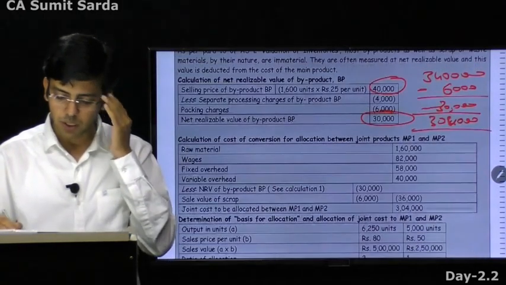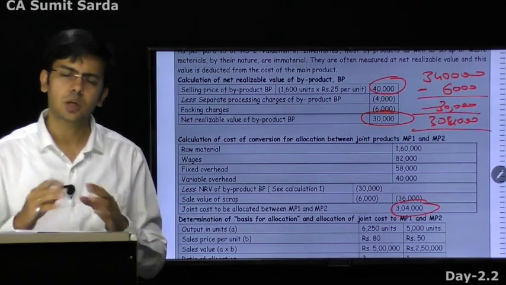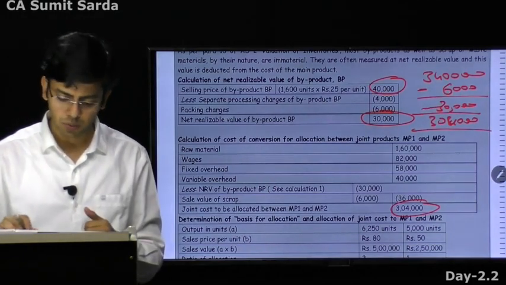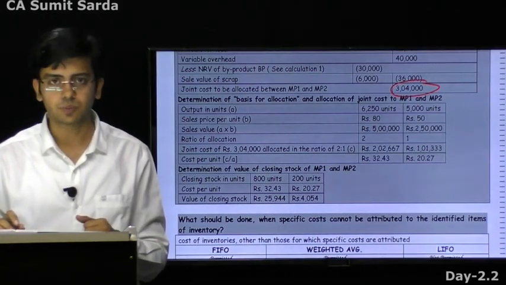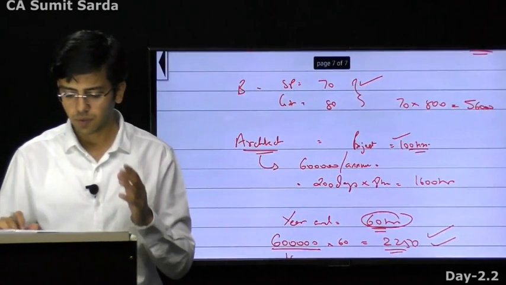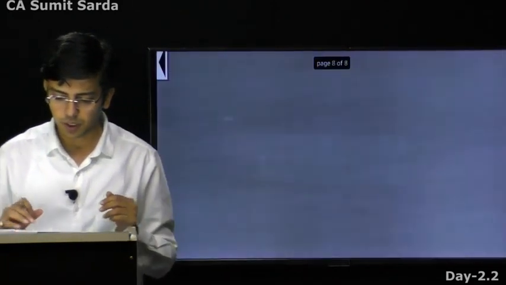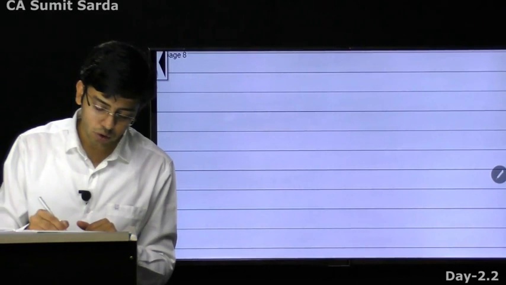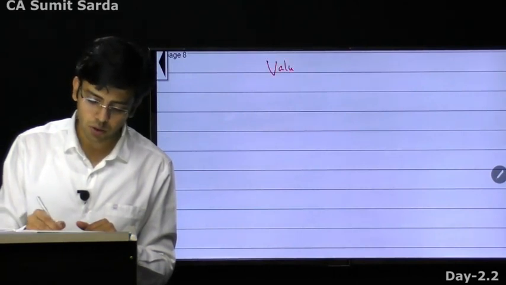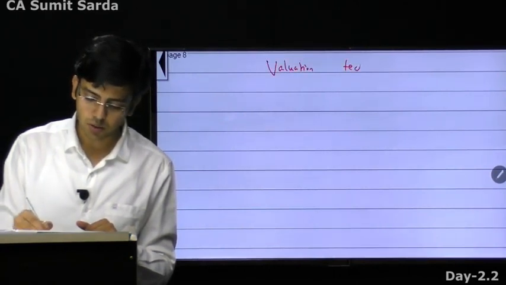The main product will be valued at 3,04,000. On what basis? In the ratio of selling price of the main products. We have to apportion the cost. We'll not talk about that part now. So joint products I have completed, with the NRV. I have completed the measurement techniques. I'll move a bit more ahead. Now we need to cover the valuation techniques.